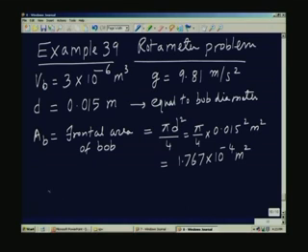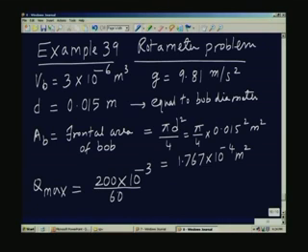So, we are also given the maximum flow rate, we will write it as Q max. It is given as 200 liters per minute. 1 liter is 10 to the power of minus 3 cubic meters, divided by 60, because it is given in liters per minute and I am calculating per second. So, this comes to 3.33 into 10 to the power of minus 3 cubic meters per second.